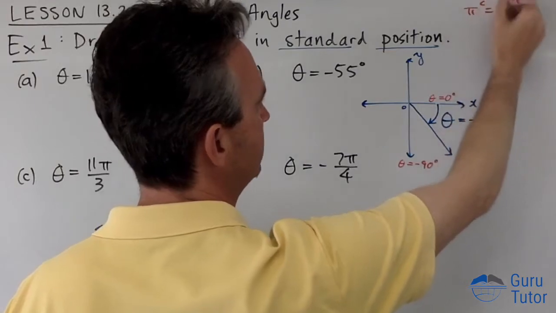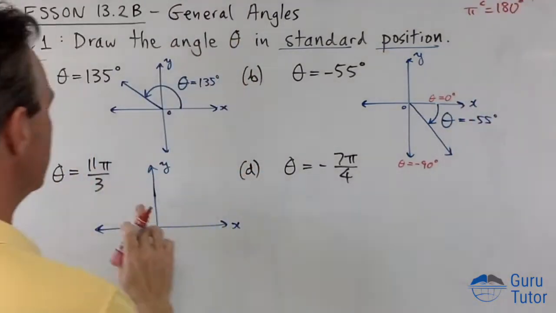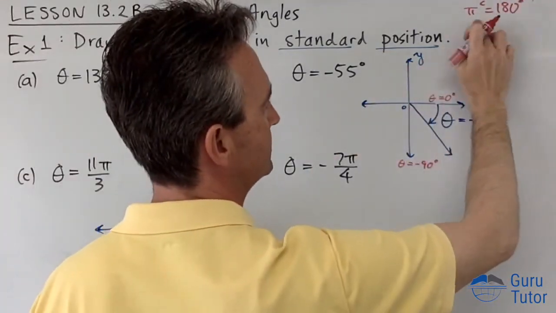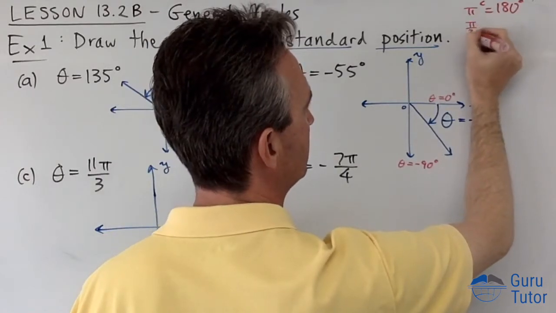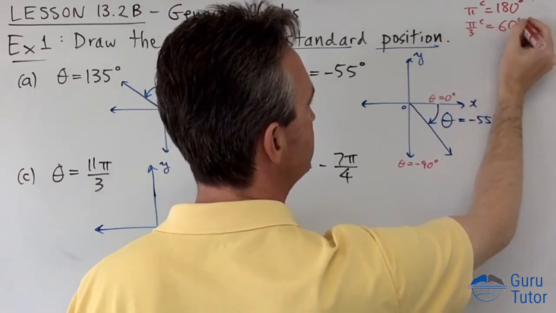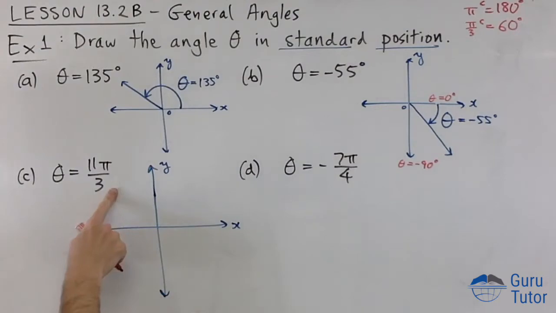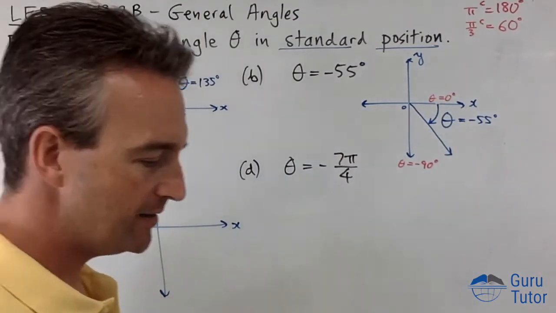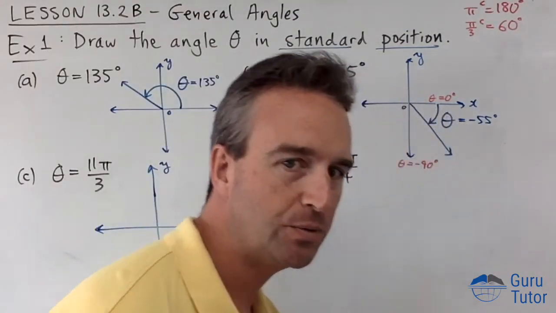Pi radians is 180 degrees. Well, what's pi over 3? If you divide both sides by 3, we get pi over 3 radians is 60 degrees. Okay, so this is 60 degrees times 11. Now, this is the best way to do this. Just watch what I do here.